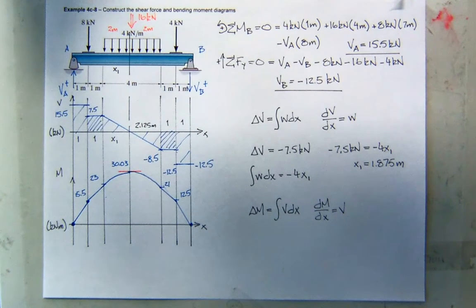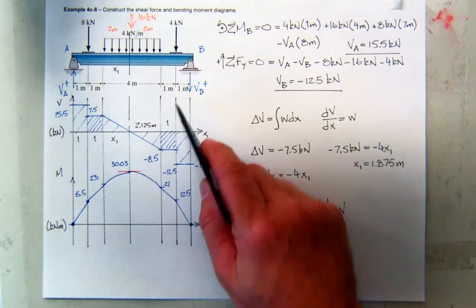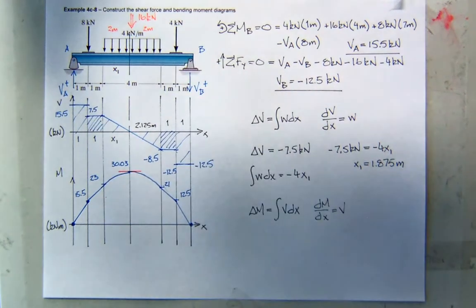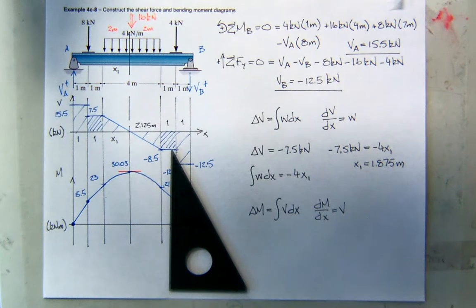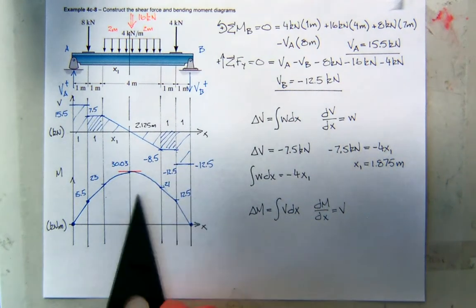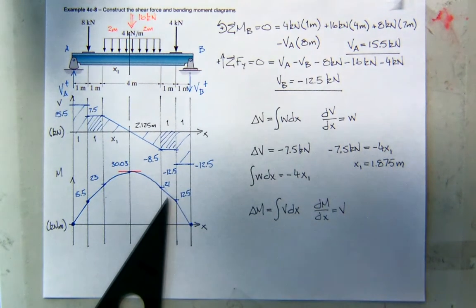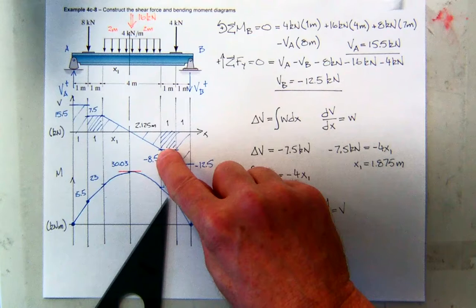Then I can ask you things like, what's the slope of the moment diagram at x equal 7.5, which is right here in the middle? What's the slope of the moment diagram right there? Yeah, you just go up and read the shear diagram. It's negative 8.5.